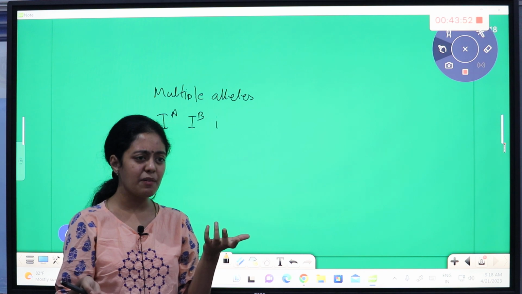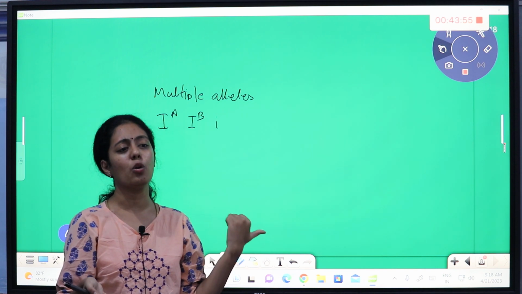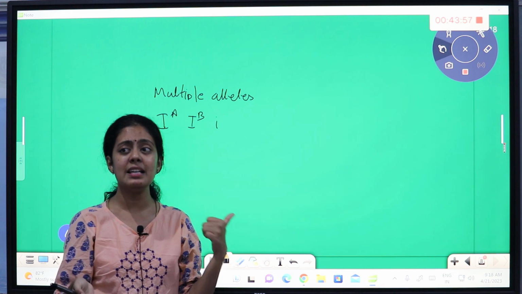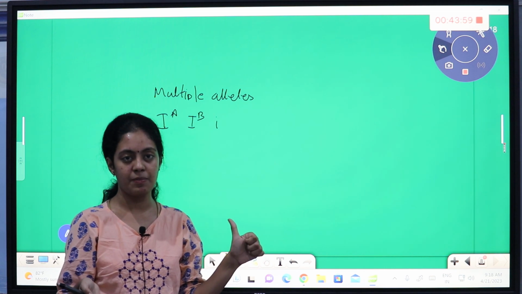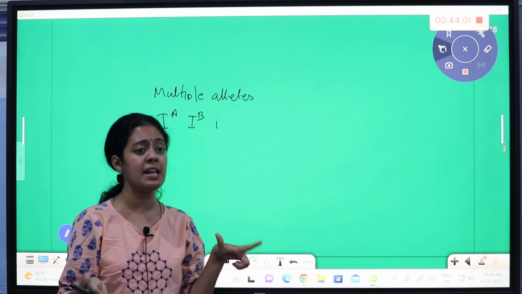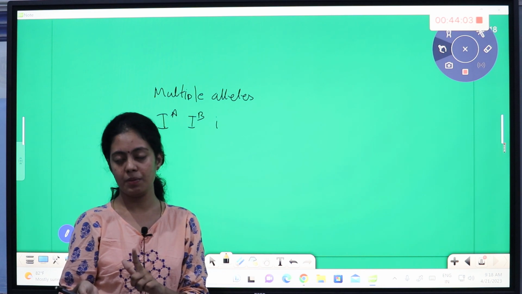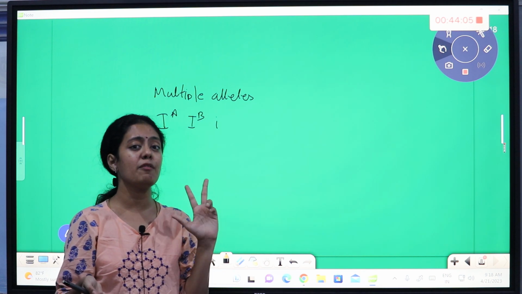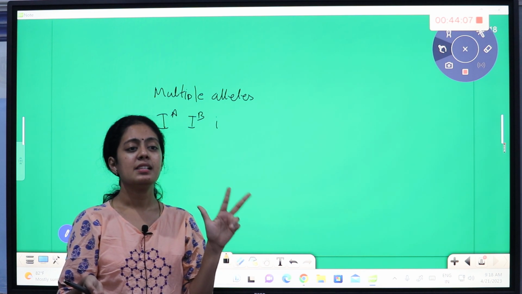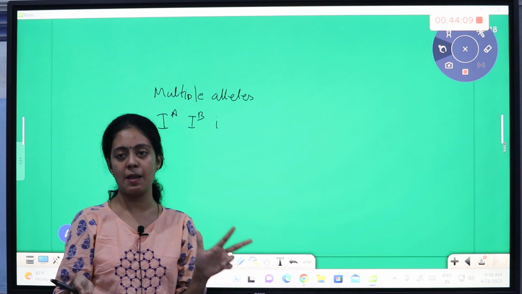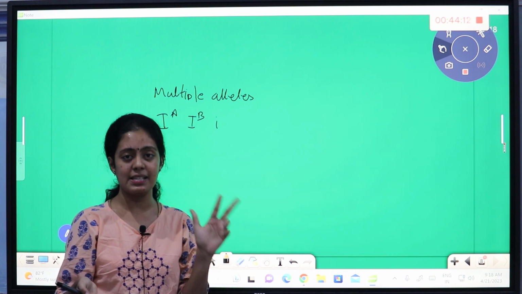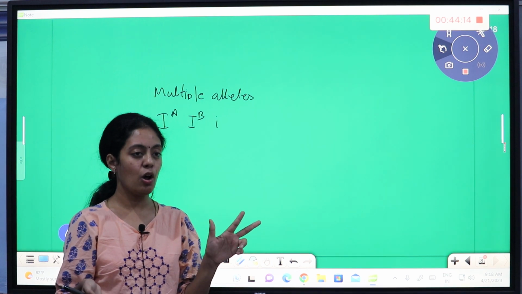So what is the example for multiple allelism here? Blood group. Blood group in man is an example for multiple allelism. What is an example for codominance? AB blood group. Is it clear? What is an example for incomplete dominance? Snapdragon and Mirabilis jalapa. So they will concentrate on examples. Okay, clear all of you?